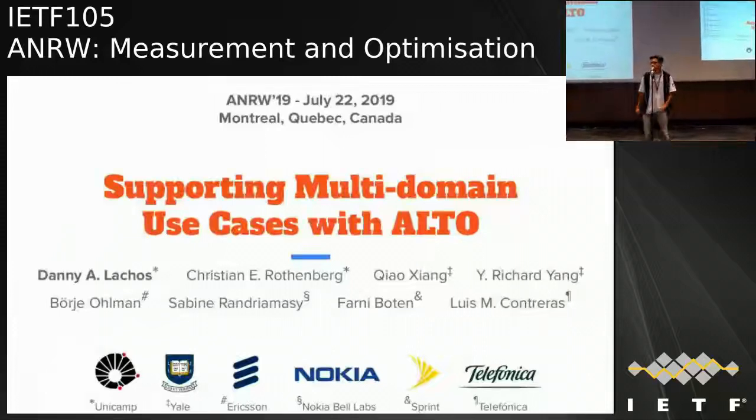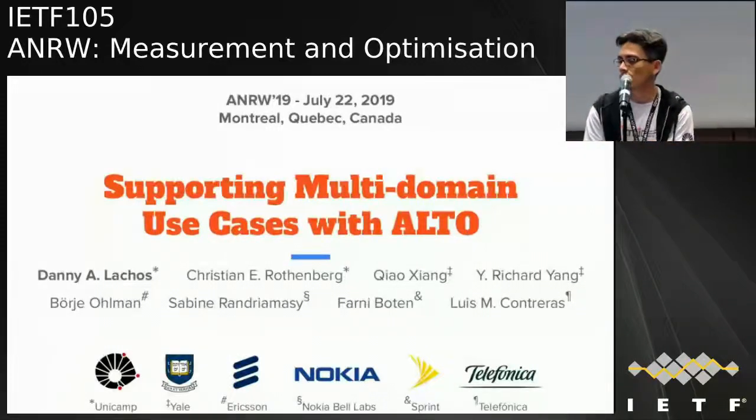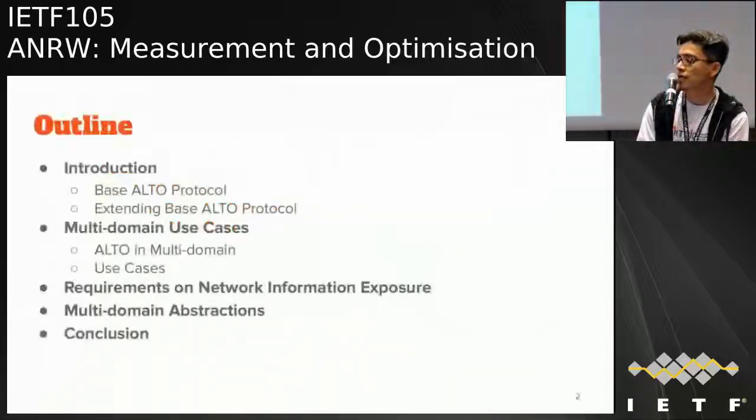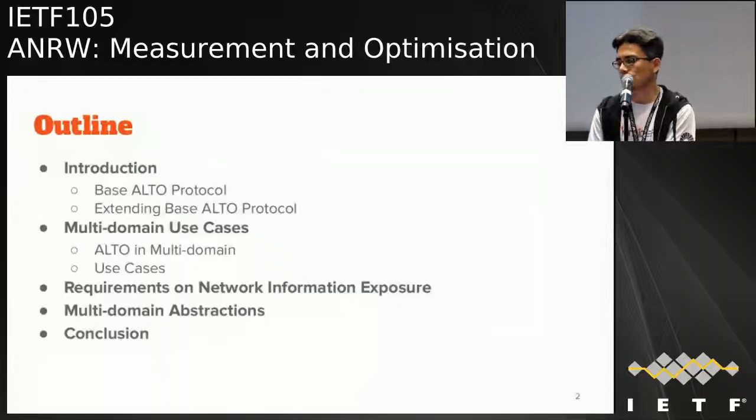This is a joint work with people from Yale University, Ericsson Research, Nokia Labs, Spring, and Telefonica. So the rationale of this talk is to try to summarize the current standardization efforts into the IETF application layer traffic optimization working group to support multi-domain use cases. And then the idea is to provide key main requirements on network information exposure to support such multi-domain use cases. And finally, provide information about new and novel mechanisms and abstractions to improve the base ALTO protocol to support multi-domain scenarios.